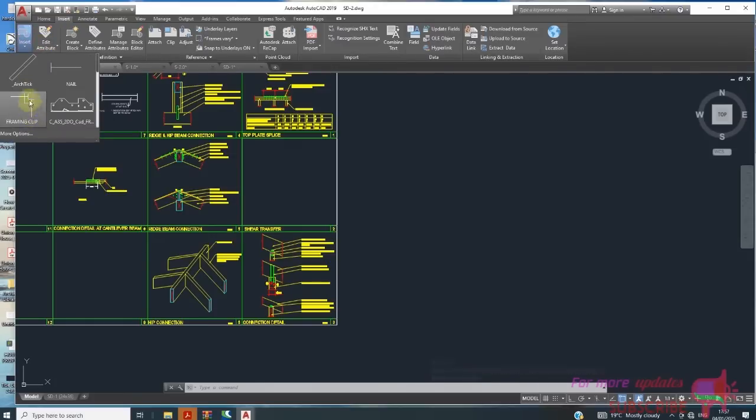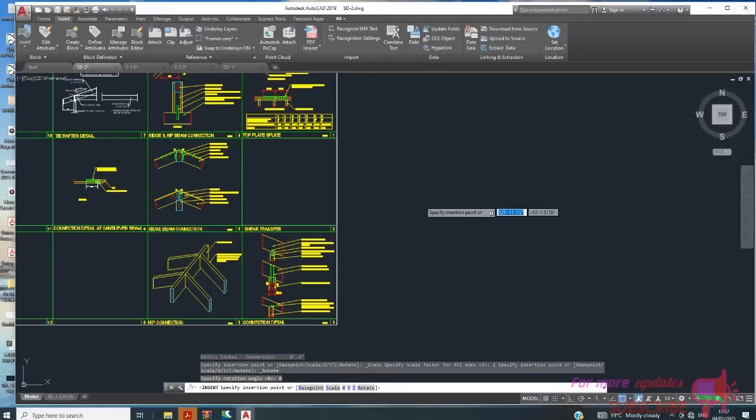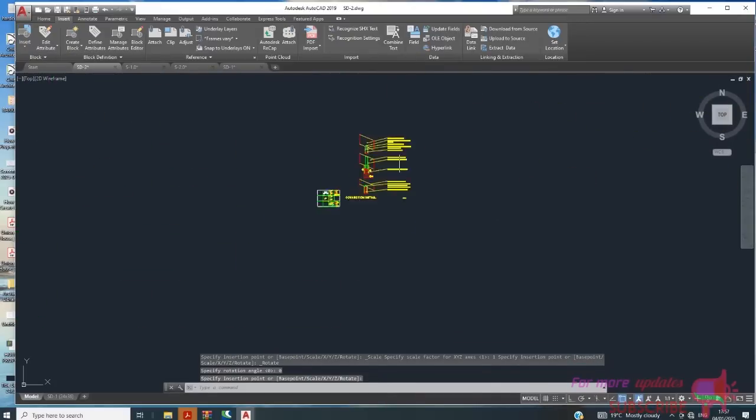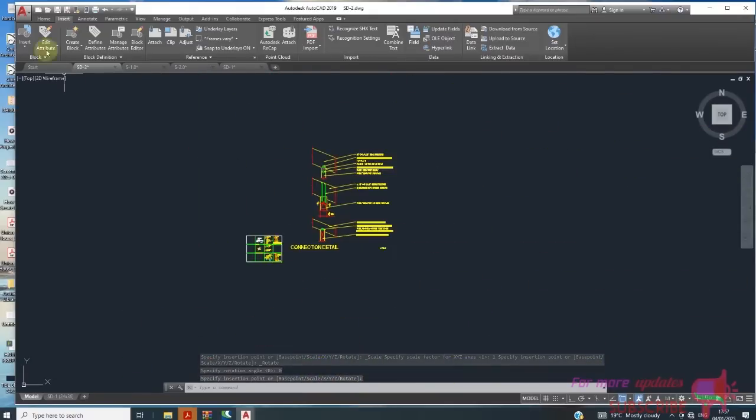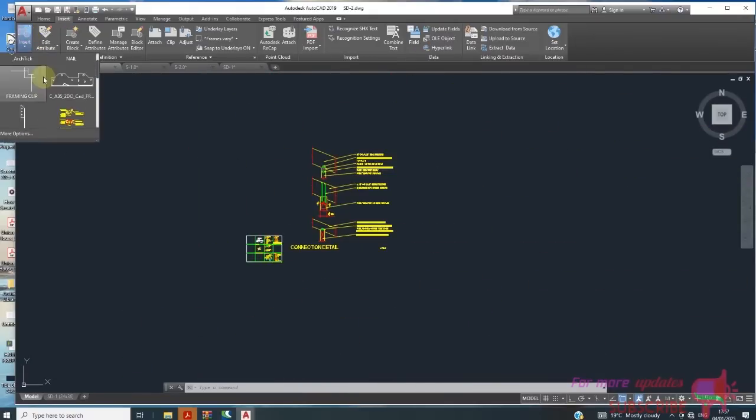If you have these DWG files, you can just insert these details just like that, because they are just blocks, right?